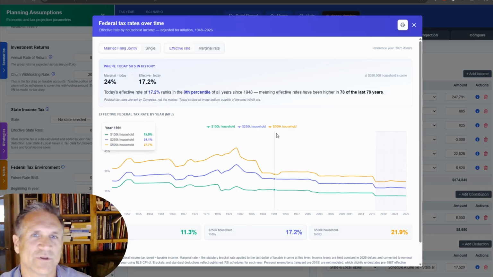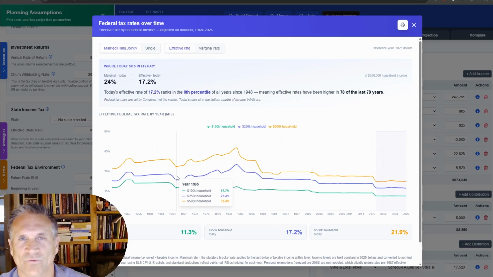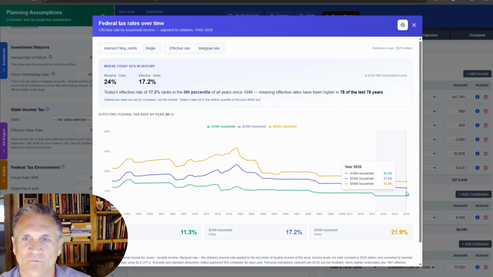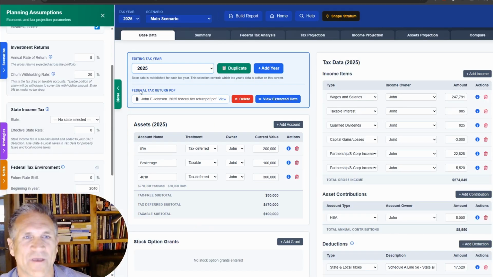which means when looking at historical tax rates, the most reasonable kind of normalized view of taxes is the effective tax rate. And we are in the lowest tax situation that we have been since World War II. What are you going to do about it? Taxes are on sale. Let me show you what that means for us.